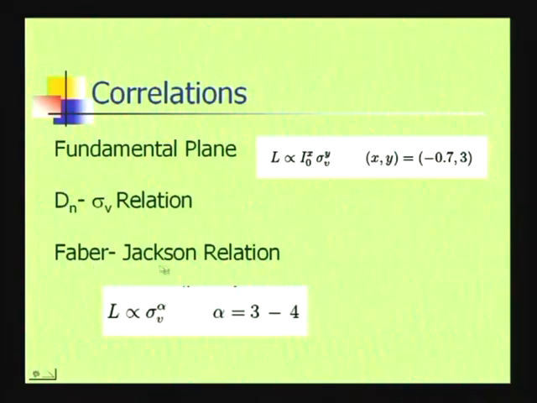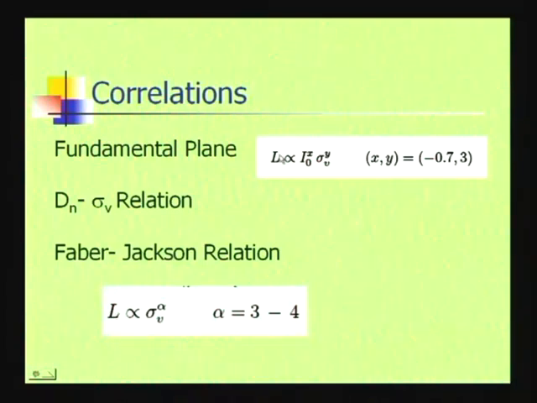There is also the Faber-Jackson relation. It is again an observational finding, and what Faber and Jackson found is that the galaxy's luminosity is proportional to its velocity dispersion to some power alpha, and the values of alpha are not arbitrary, they are in a range 3 to 4. There is a scatter, but in a range 3 to 4. This is the Faber-Jackson relation. So if you can measure the velocity dispersion of an elliptical galaxy, you can predict its luminosity.